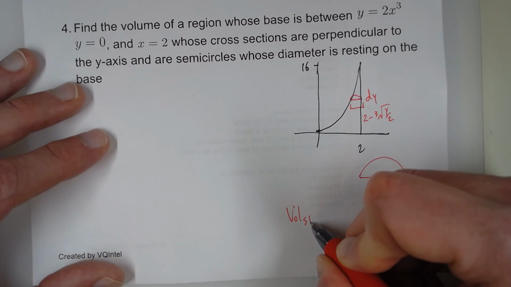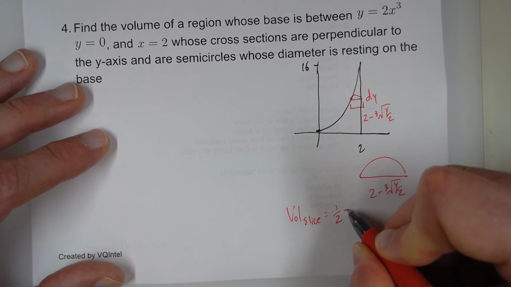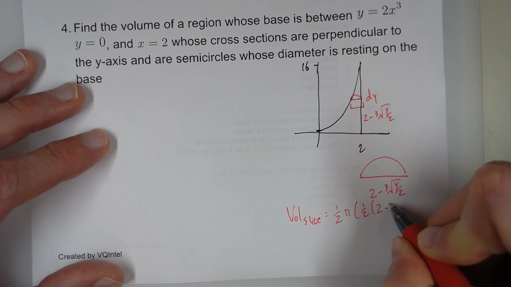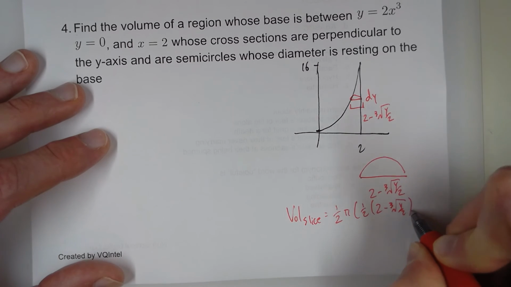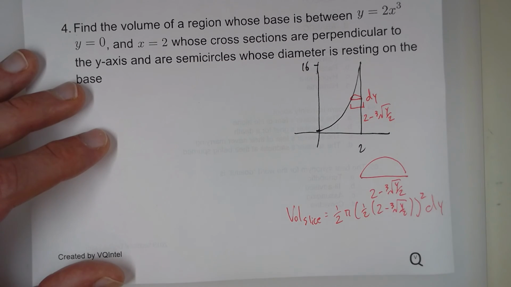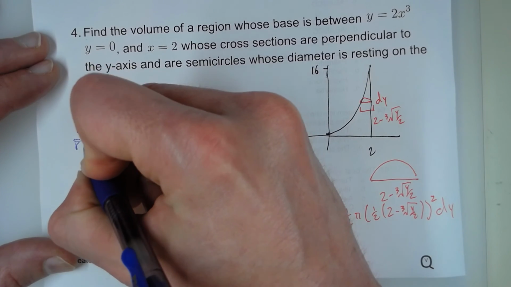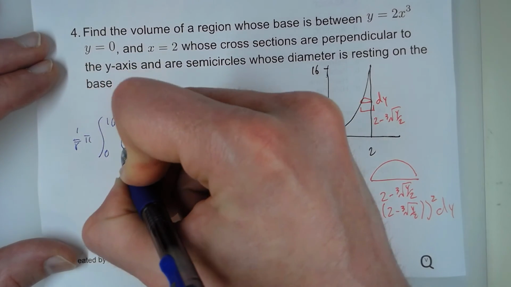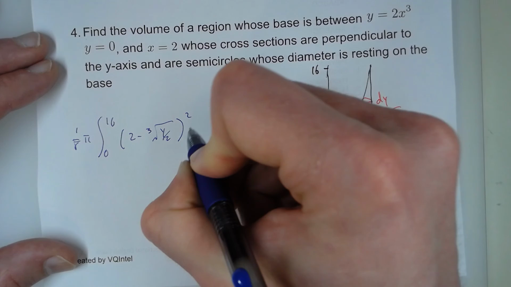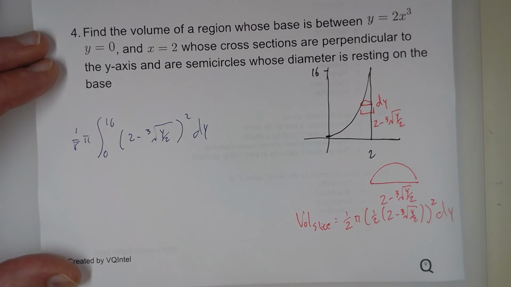So when we find the volume of this slice, we have to remember this is a semicircle. So 1/2 the whole circle, 1/2 pi r squared. So I have to multiply this by 1/2. So 2 minus the cube root of y over 2, squared, dy. Now I'm squaring not only this, but the 1/2. So I have 1/8 pi, integral from 0 to 16 of 2 minus the cube root of y over 2, squared, dy. And so there is the integral for our volume.